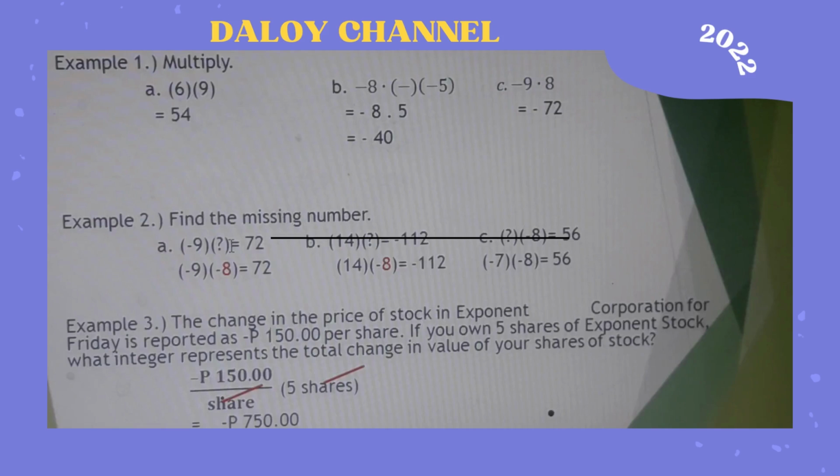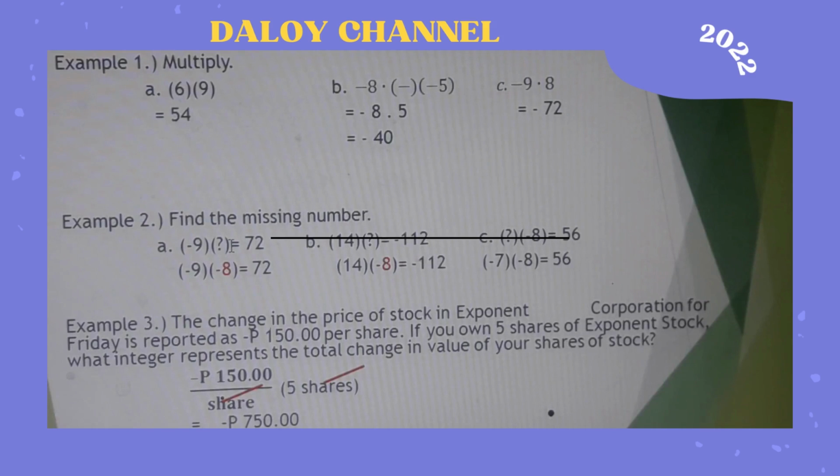In example number 2, you're required to find the missing number. So notice that negative 9 multiplied by a number, the result is 72. So the other factor that is missing would be negative 8 in order to satisfy that the answer is a positive 72, since the given is negative 9.